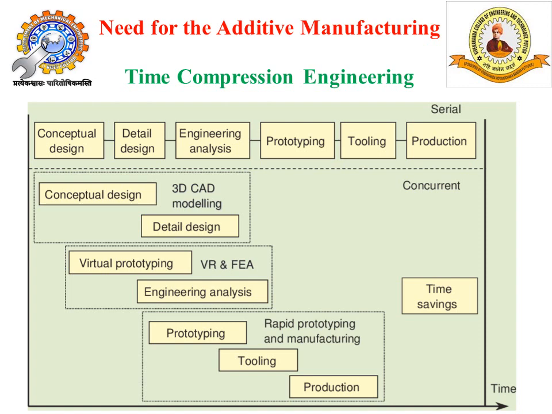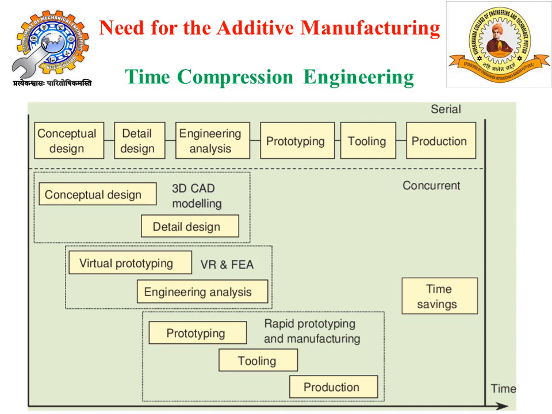So this will take care of the virtual prototyping and engineering analysis, where virtual prototyping means the creation of a product in the virtual field, and the engineering analysis does the optimization on the product with the design features. Followed by rapid prototyping and manufacturing. This is where the manufacturing is going to take place. So this again divides into three stages, that is prototyping, tooling, and production.